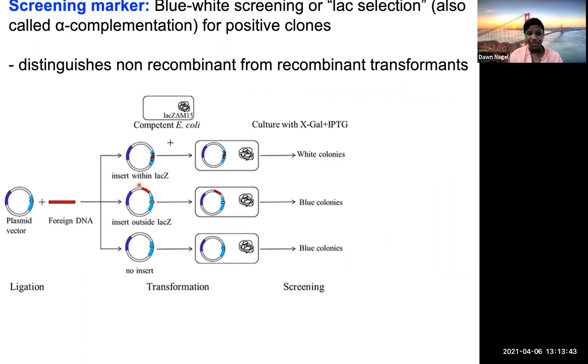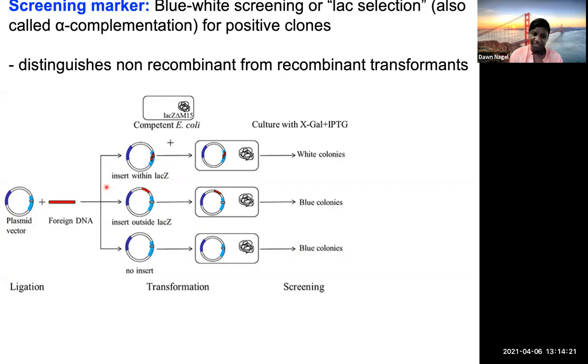So once you have that vector containing your insert, or once you have that plasmid transformed into the cell, how do you distinguish whether or not you have your insert, the recombinant transformant, or you just have an empty vector, an empty plasmid that came back together? How do you distinguish between those two situations? So you have a plasmid, foreign DNA here, right? You can have one of these three options that will happen when you do the ligation.